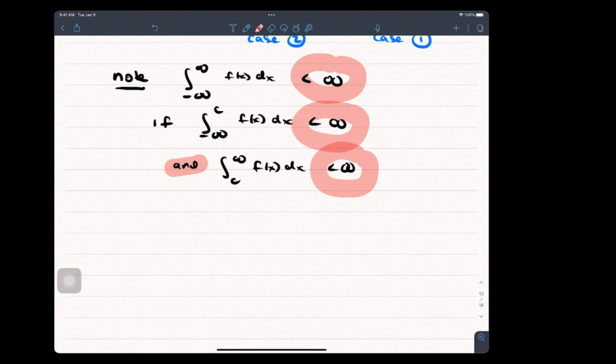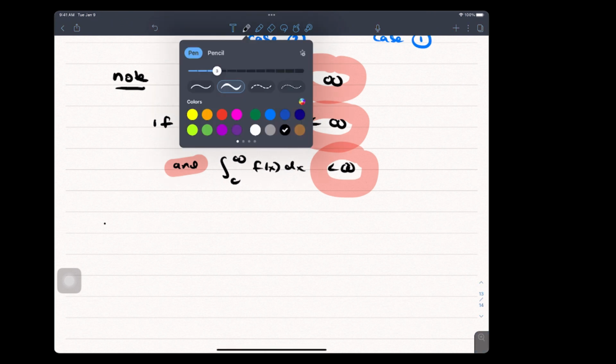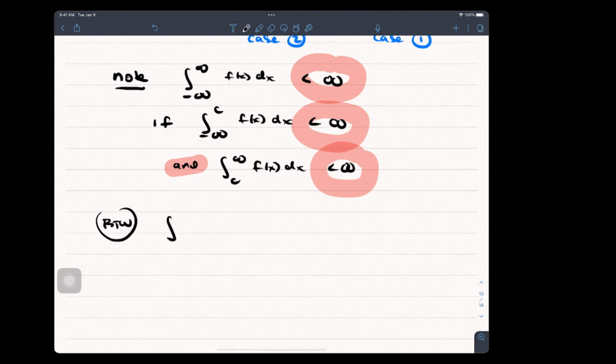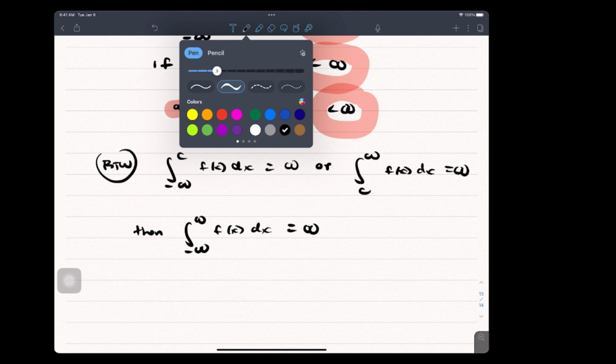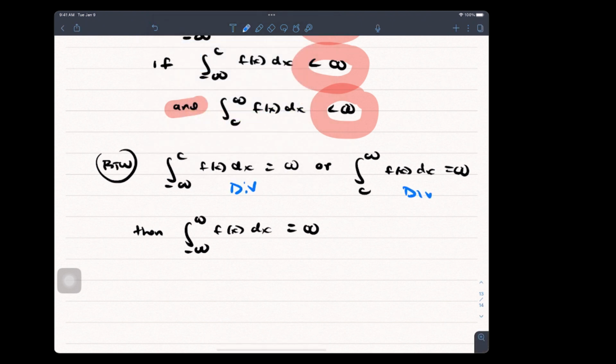If one of these is infinite, and here's the problem, just be careful. If one of them, whether it's the first one or the second one, is divergent, this is an or statement. If either is divergent, then the whole improper integral over the whole real number line is divergent. So remember, if this diverges, or this diverges, or even both, that means the overall diverges.